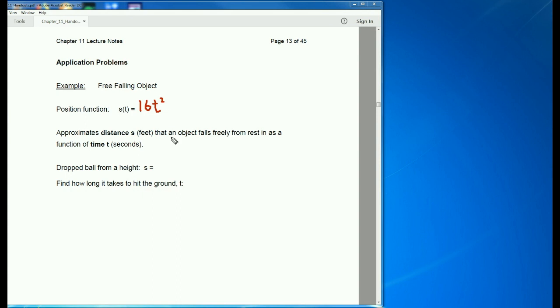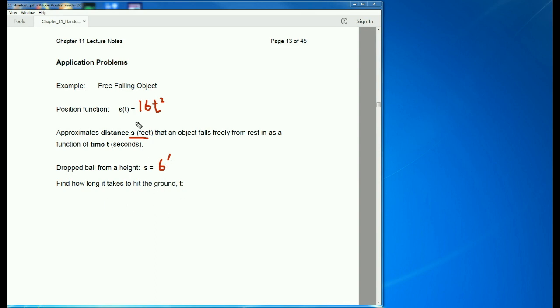This function is used to approximate the distance s that an object falls freely from rest as a function of time, t. Okay, so in other words, I hold the tennis ball. When I let go of it, that is time 0. Okay, so let's approximate that we're going to drop it from a height of 6 feet. Find out how long it takes to hit the ground.